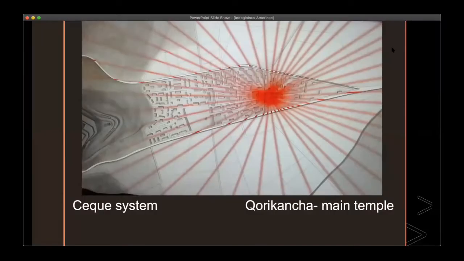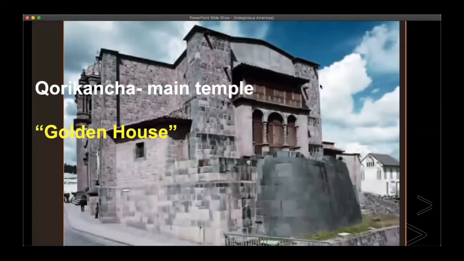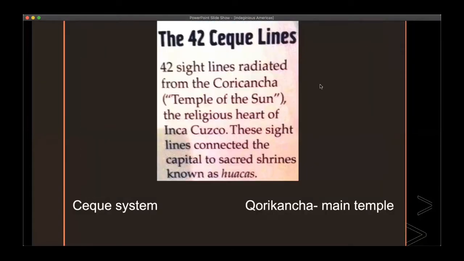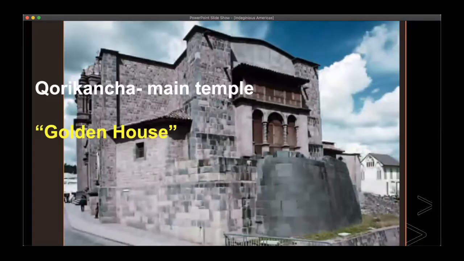Okay, so here's an example of what the, I don't know how to say that word, the sec system would have looked like. And again, the description is 42 sight lines radiating from the Coricancha, or the Temple of the Sun. That's the religious heart of the Inca Cuzco. These sight lines connected the capital to sacred shrines known as huacas. And then again, have in your notes, Coricancha is the main temple, and it also means the golden house.